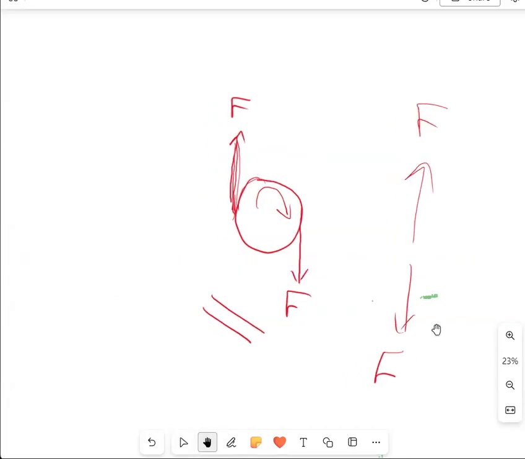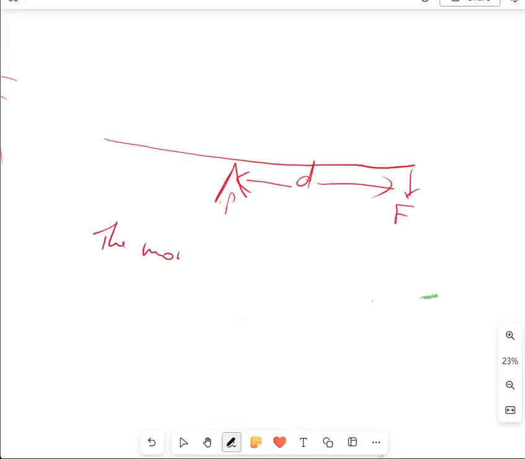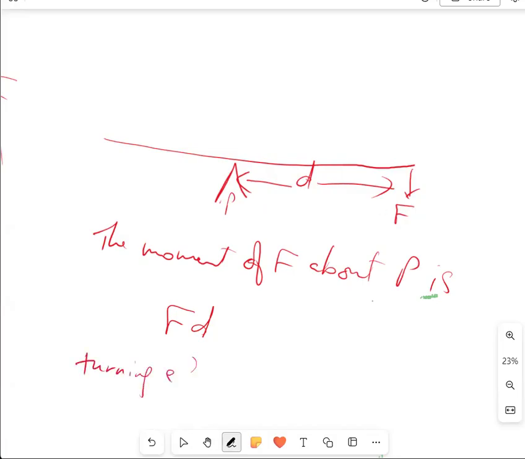There's something called the moment of a force. So like, what if you have a seesaw, right? And this is your pivot here, and down here has a certain distance. And if a force here is acting down, the moment of F about P is F times D, right? The force multiplied by that distance. And another word for moment is turning effect. And this now factors into the condition for equilibrium.